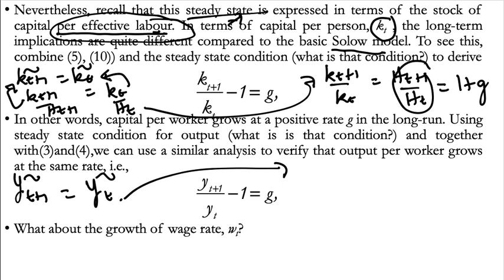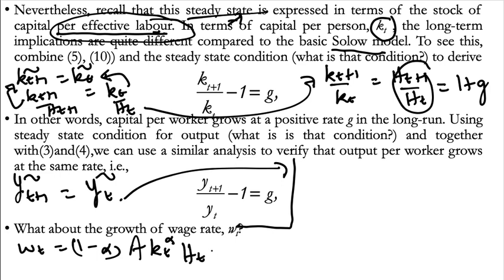Okay, so recall back, you have something like this. We have the wage rate per worker, which is actually given by this: w_t = (1 - α) A k_t^α. And if we relate it with h_t here, then we can have something like this: h_t^(1 - α). Sorry, it's not h_{t+1}. This one should be this.